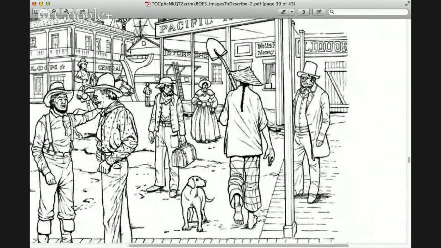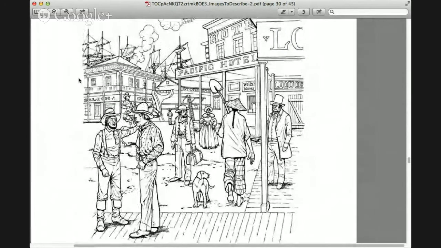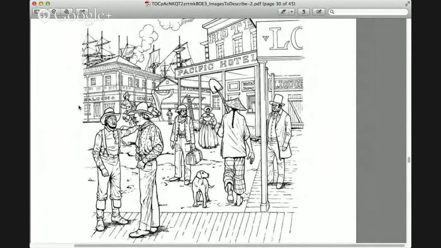What kind of hat? Oh, a large hat. Called a top hat. He's wearing a top hat. Yeah, okay, great job. Like a rich man. Yeah, he's like the banker or something. Okay, very good, Moses. Great job.